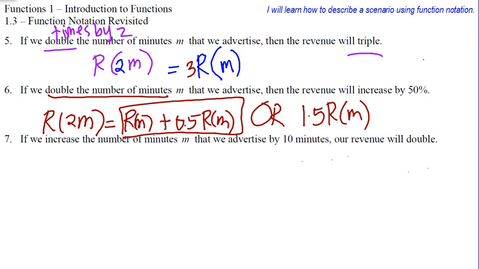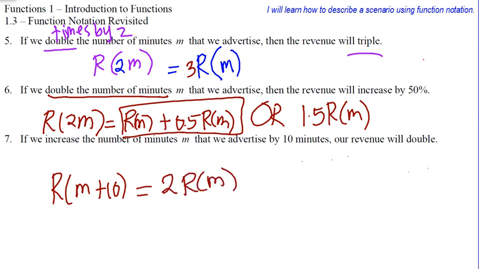Okay? Moving on, number 7. Did you get it right? I hope you got it right. Number 7, if we increase the number of minutes M that we advertise by 10 minutes, so we're not multiplying it by anything, we're adding. We have R of M plus 10, right? Increasing it by 10 minutes, our revenue will double. Not that bad, right? Our revenue will double. And done.